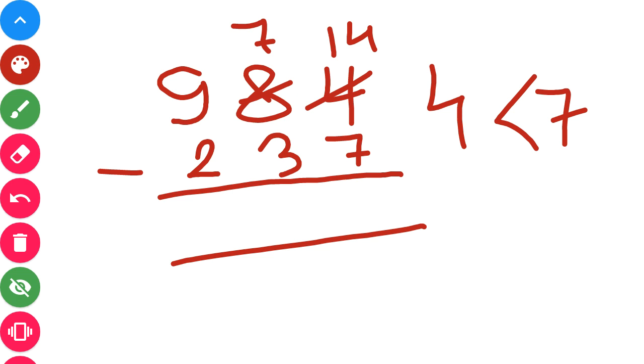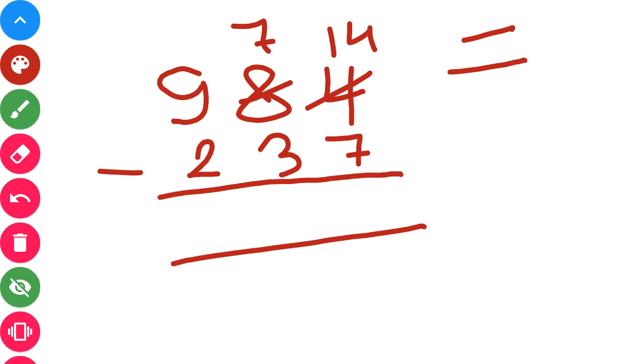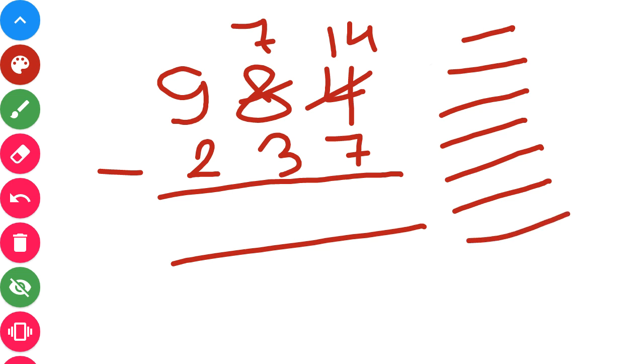So now let us subtract. Here we have to count after 7 to reach 14. Let us count. Count after 7 to get 14. 8, 9, 10, 11, 12, 13, 14. How much have we got? 1, 2, 3, 4, 5, 6, 7.